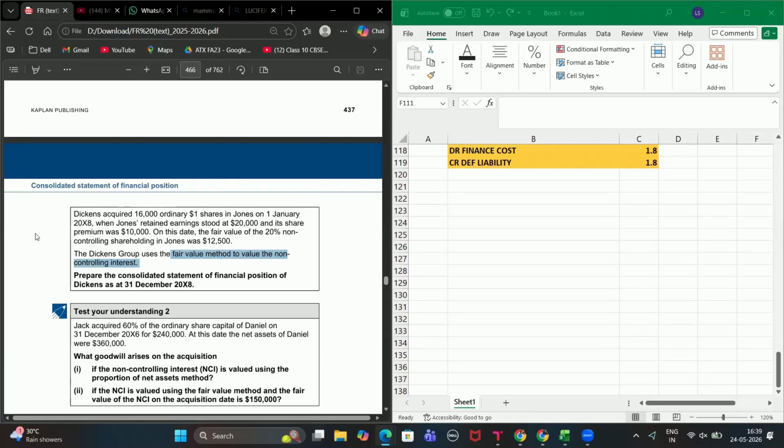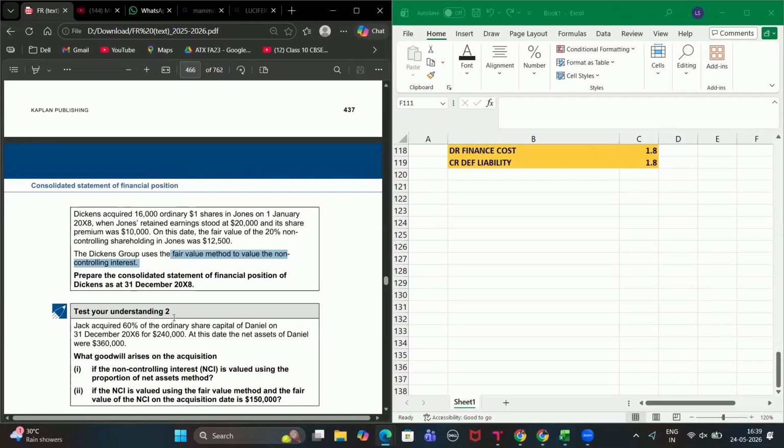Net assets method. Remember, we have two methods to calculate goodwill, as I told you earlier. One is partial goodwill and one is full goodwill. In the full goodwill method, or fair value method, what happens if an impairment occurs for goodwill? What will happen to the impairment?